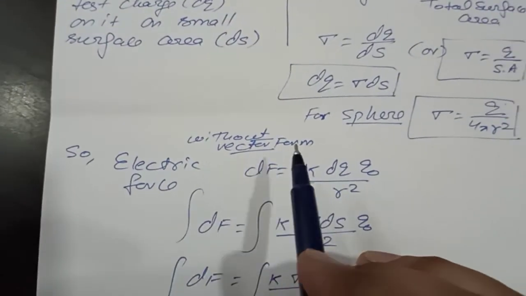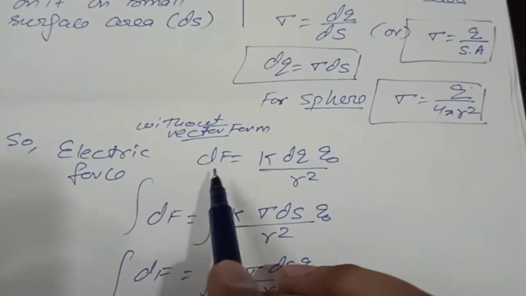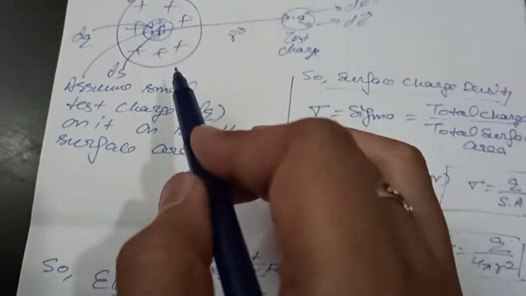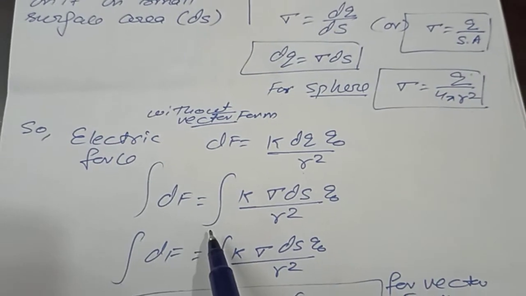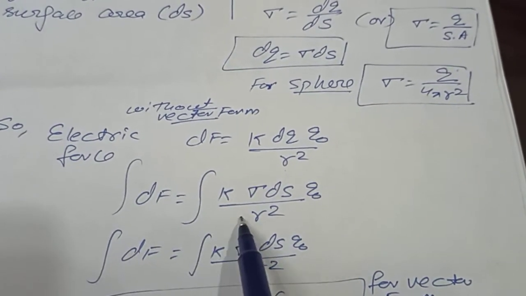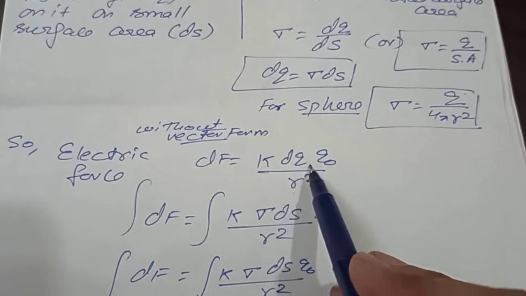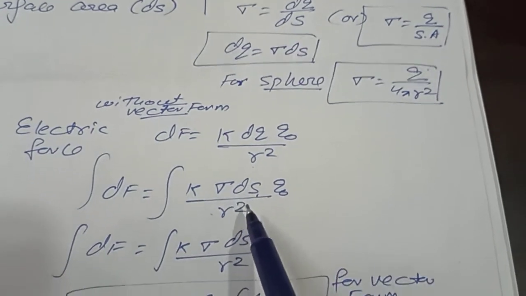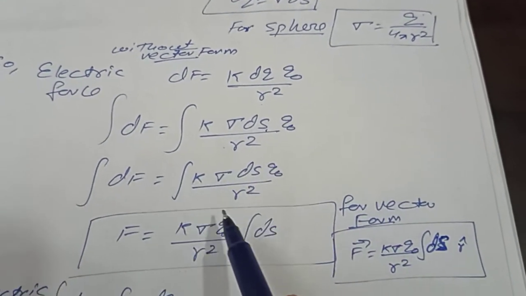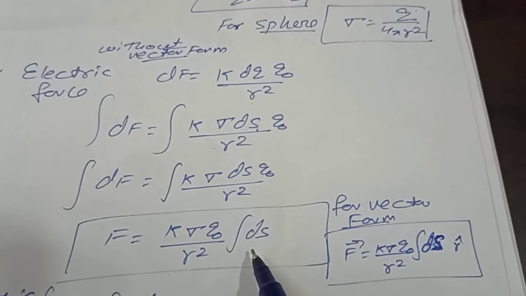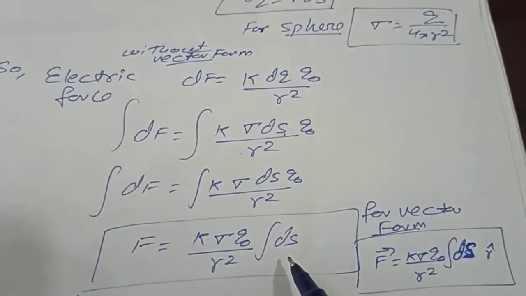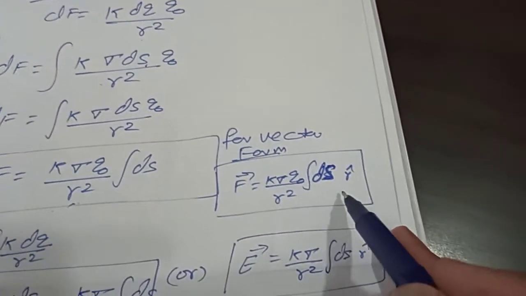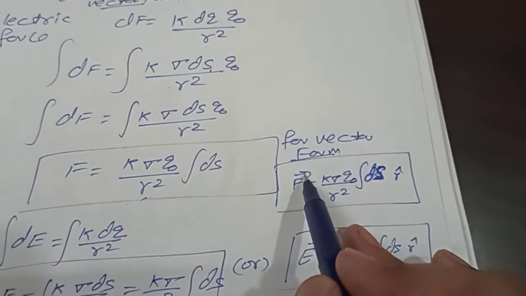Now first of all we will take it without using the vector form. Electric force dF is equal to k dq q naught upon r square. Integrating both sides, we use dq as sigma into dS. Putting dq equal to sigma dS upon r square, we take the constants common and leave only dS. dS is the small elemental surface area which, integrated, becomes S, and S is 4 pi r square. In the vector form, we take the direction as r cap, dS is the same, and F is represented as a vector.